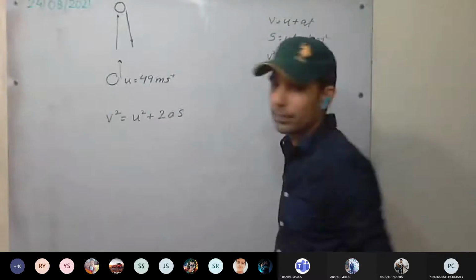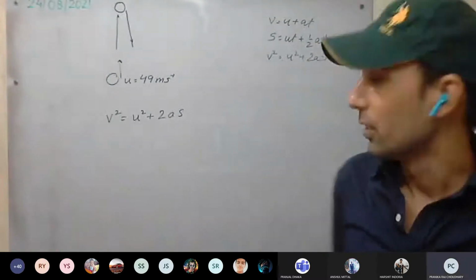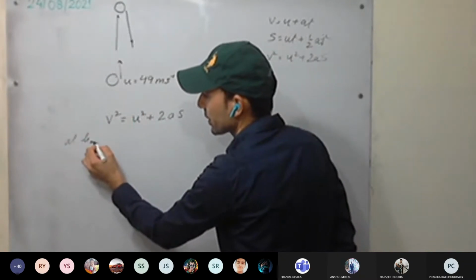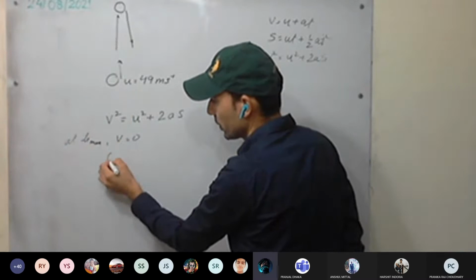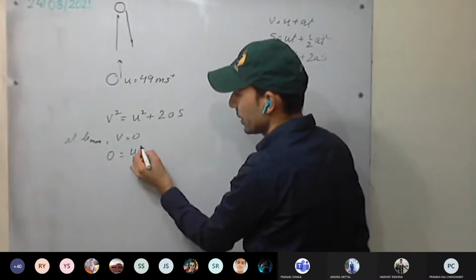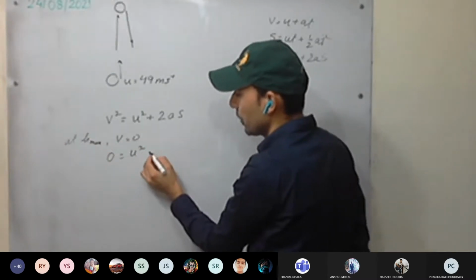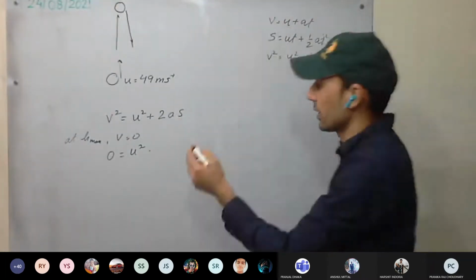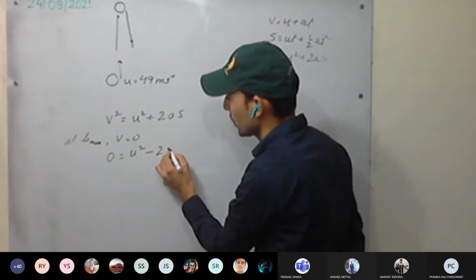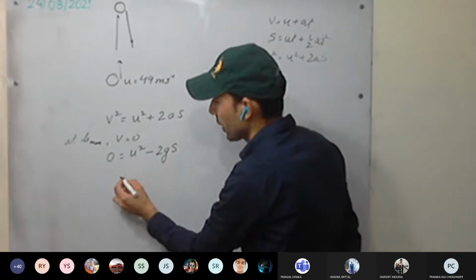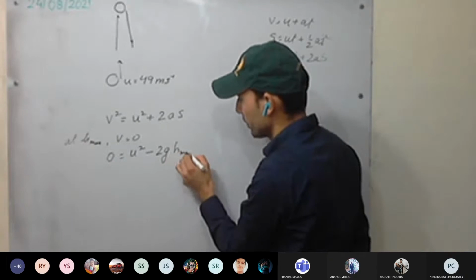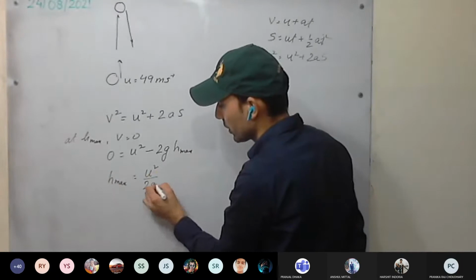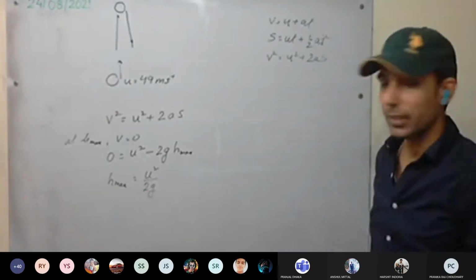In v square equal to u square plus 2as, what is v? Maximum height attained is asked. So v will be 0. At maximum height, at h max, v will be 0. So 0 equal to u square, and here will be plus or minus. What is moving in this direction? g is in it, which means velocity is decreasing. It is decelerating. Minus 2gs. So this is h max now. So h max equal to how much? u square upon 2g. Okay, calculate everyone.